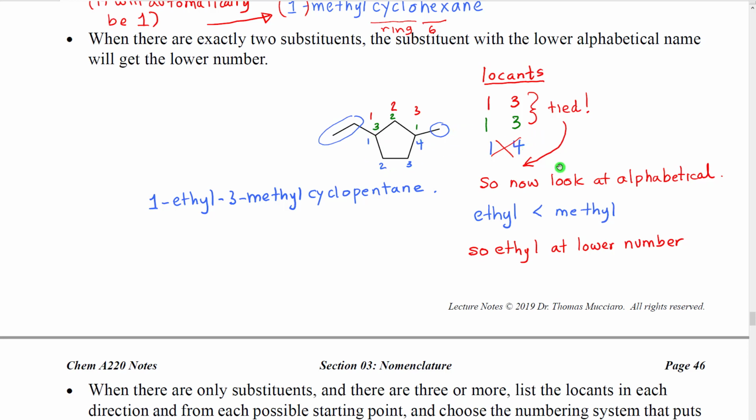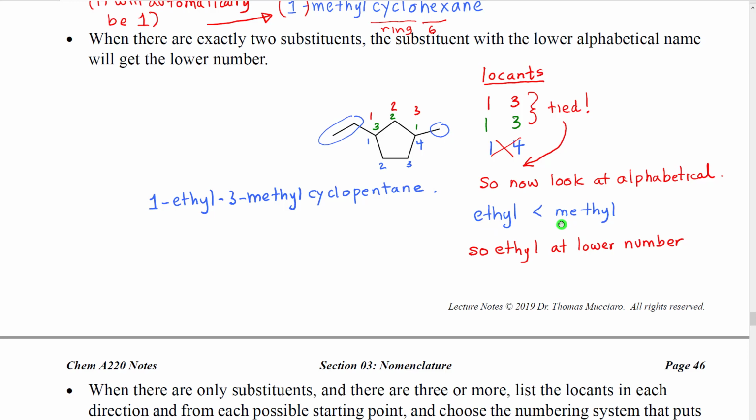So we can cross out the blue numbering system because you can see that the first locant that is different has a higher number. However, the green and the red, the top and the middle, these are tied. Both of the locants are identical. So in this circumstance, we go down to look at the alphabetical relationship of the substituent names in order to break the tie. In that case, what we see is that ethyl comes before methyl in the alphabet based on the first letter of the substituent name.